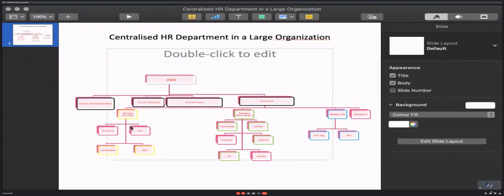Beyond that, it does not show anything. Each of these boxes is basically the position being occupied, with the designation mentioned. What is the exact work that they are doing is not reflected as far as this organizational structure is concerned. Right? So I'll move on from this topic.